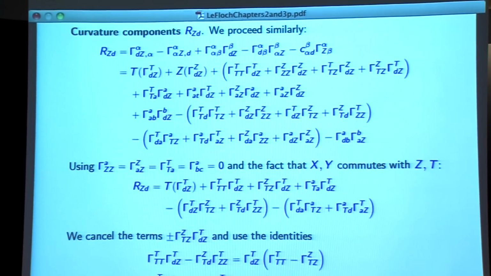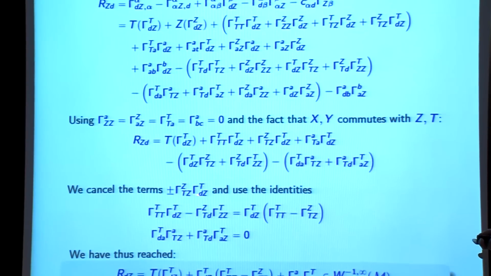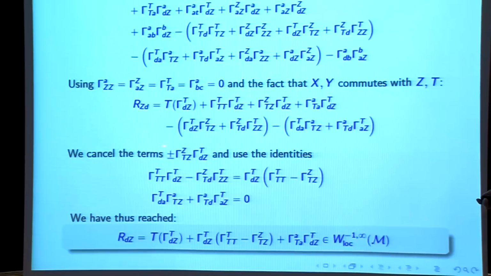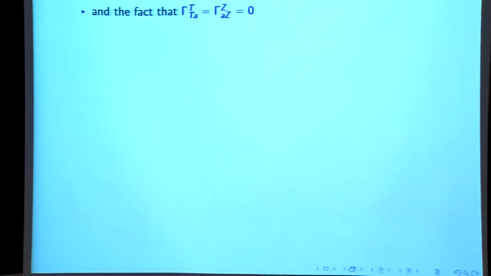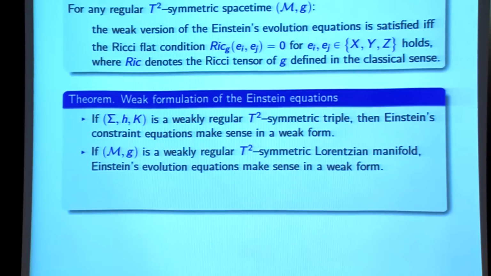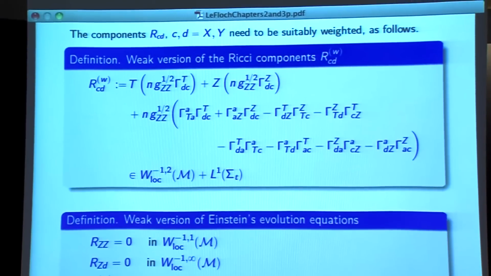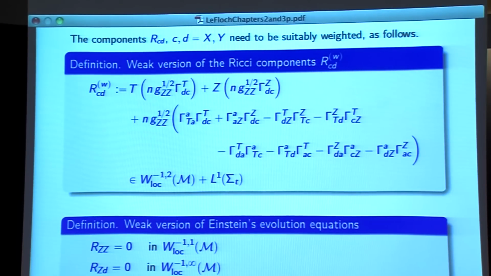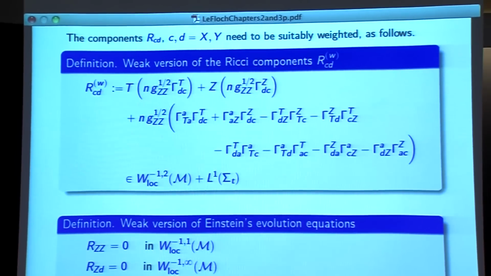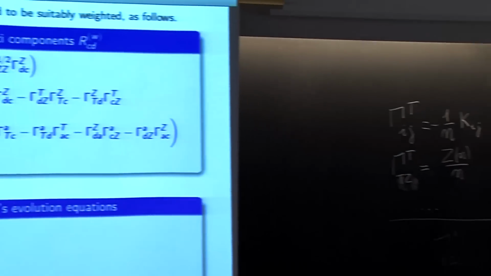But that's not enough, and you need to realize that some ill-defined terms like those cancel, in order to get the final identity, which is again an identity that I show you. Okay, so let me just go back to the conclusion for this section. The conclusion here is that we have found a way to define the Einstein equations in a weak sense at the H1 regularity level.